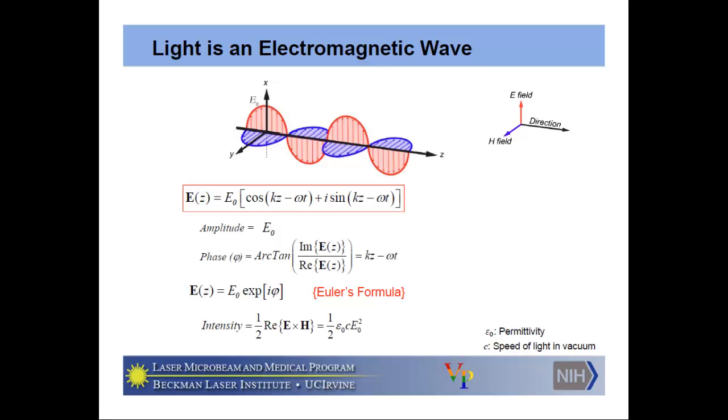In Euler's formula, we can simplify that one: E naught equals exponential i phi. The intensity of this electromagnetic wave is given by this equation, half the real part of electric field times magnetic field, and it is proportional to amplitude squared. So E naught is this maximum amplitude. So we can use the electric field for our modeling. This intensity is proportional to E naught squared.